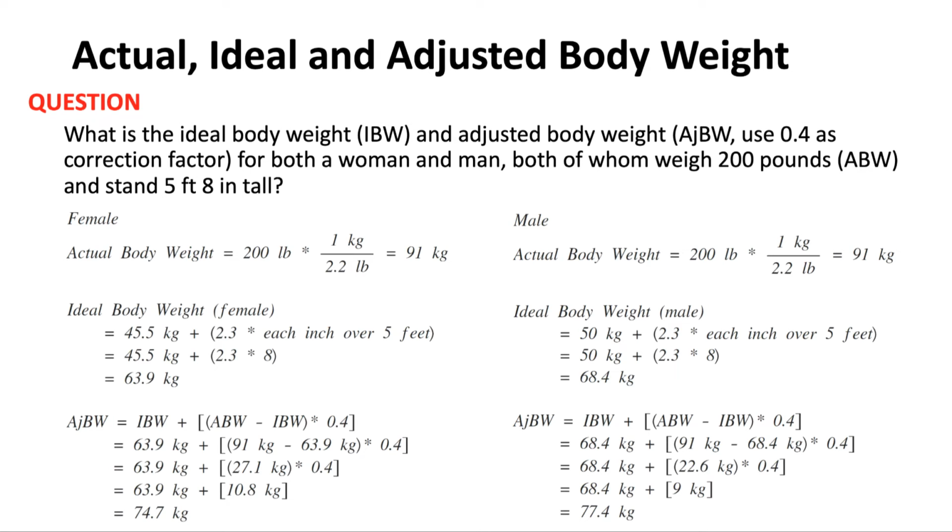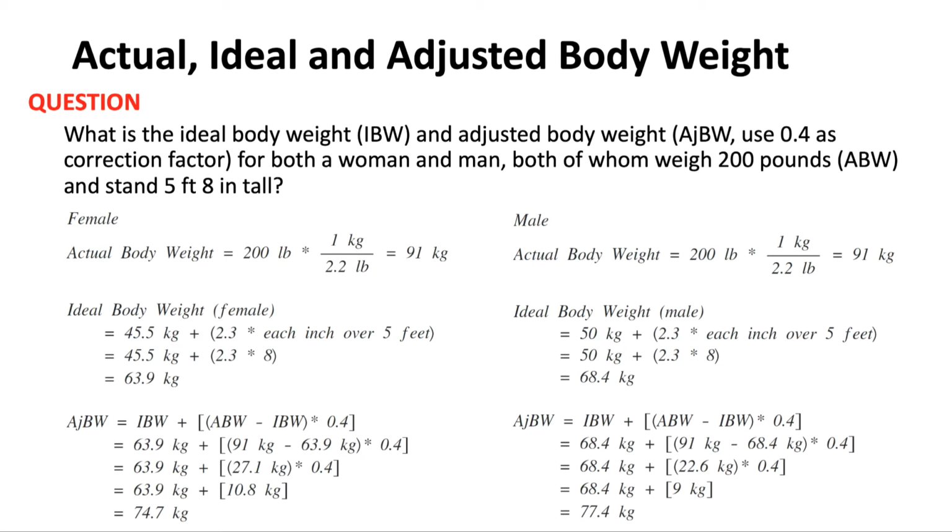Let's go back to the left for the female, and let's calculate her ideal body weight. Remember, the formula is different for ideal body weight between females and males, so we need to use the correct female formula. For that, we would do 45.5 kilograms plus 2.3 times each inch over 5 feet. Since this patient stands 5 feet 8 inches tall, let's take 2.3 times 8 and add that to the 45.5, and we can see that for the female, her ideal body weight is 63.9 kilograms.